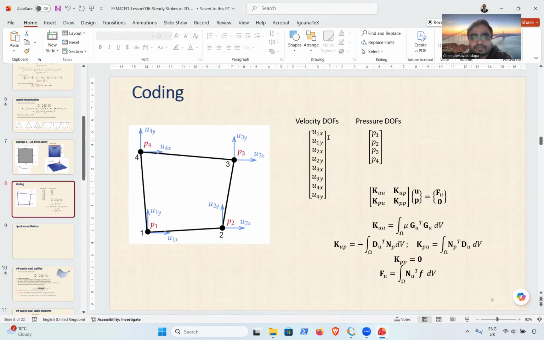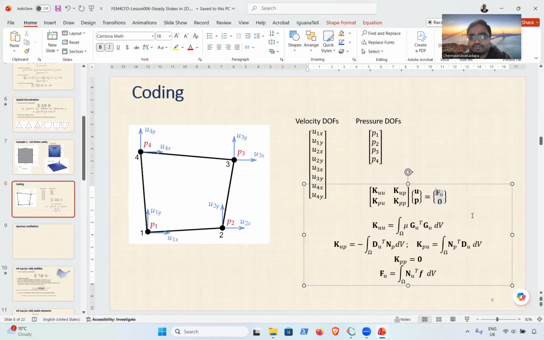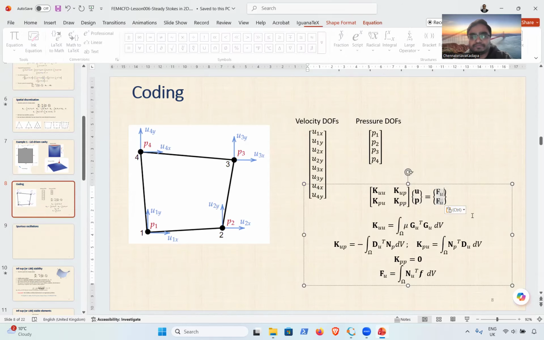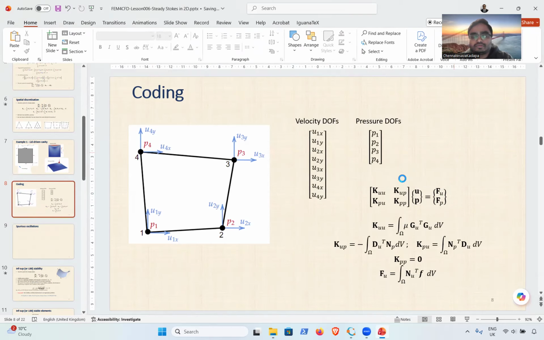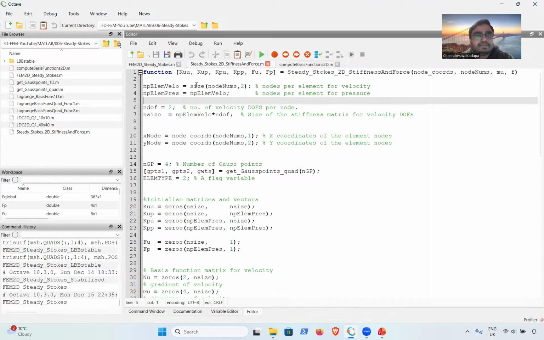So what I'm going to do is separate velocity degrees of freedom and pressure degrees of freedom. That is why we have the separate matrices KU, KUP, KPU, KPP, and we have FU, FP. Right, okay. So at this point, it would make more sense to start writing the code in such a way that we can easily extend it to elements of different sizes or different shapes.